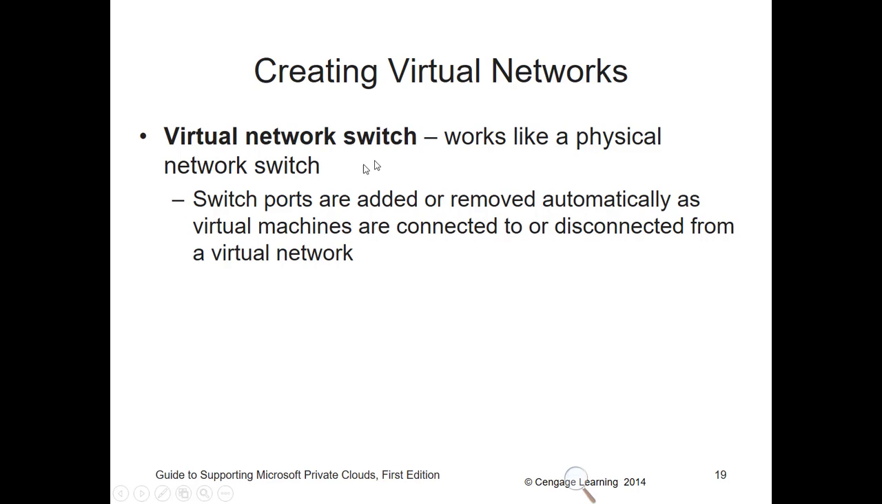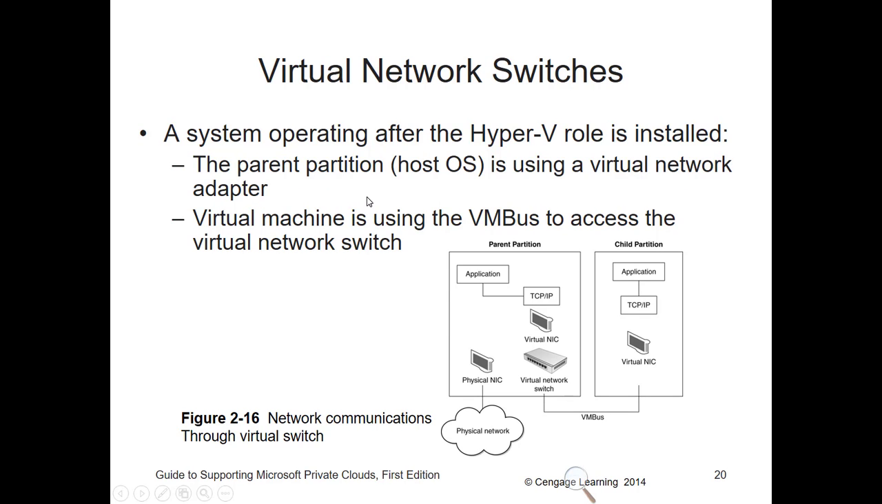So a virtual switch works like a physical switch, and if you have the concept of a virtual switch, physical switch, you just connect the cable and that's it. The physical computers are talking to each other, pinging each other, sharing files with each other. So that's what a virtual switch also does, right? So virtual network switches, a system operating after the Hyper-V role is installed.